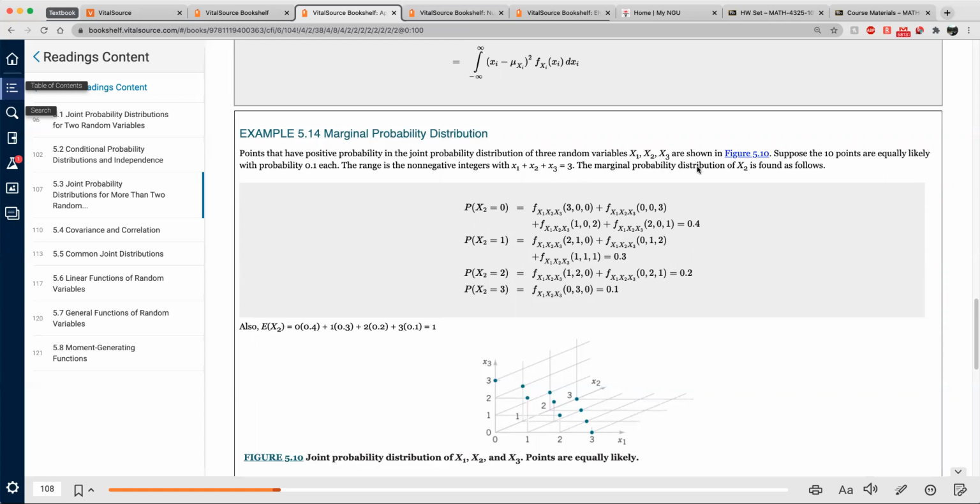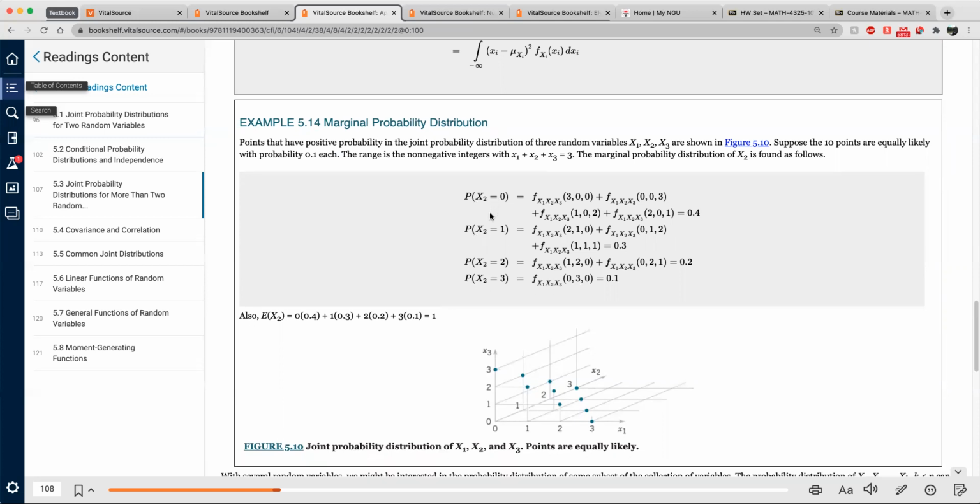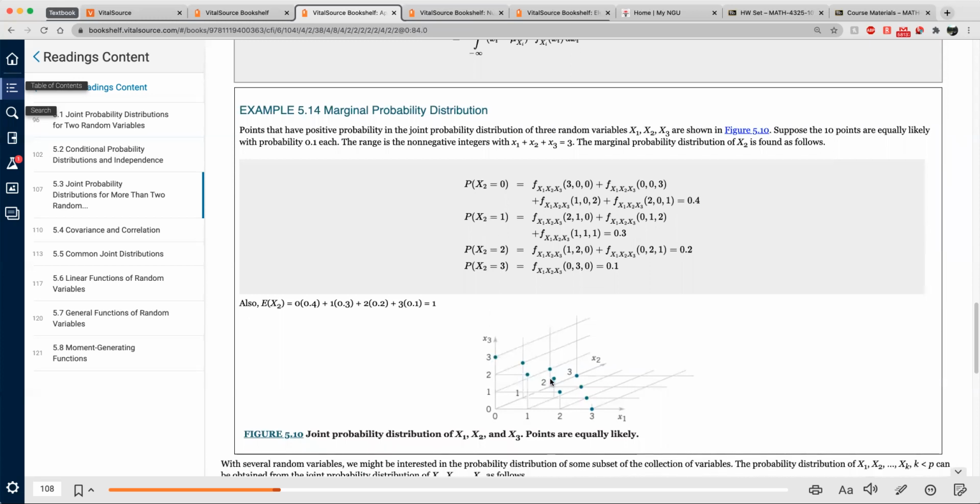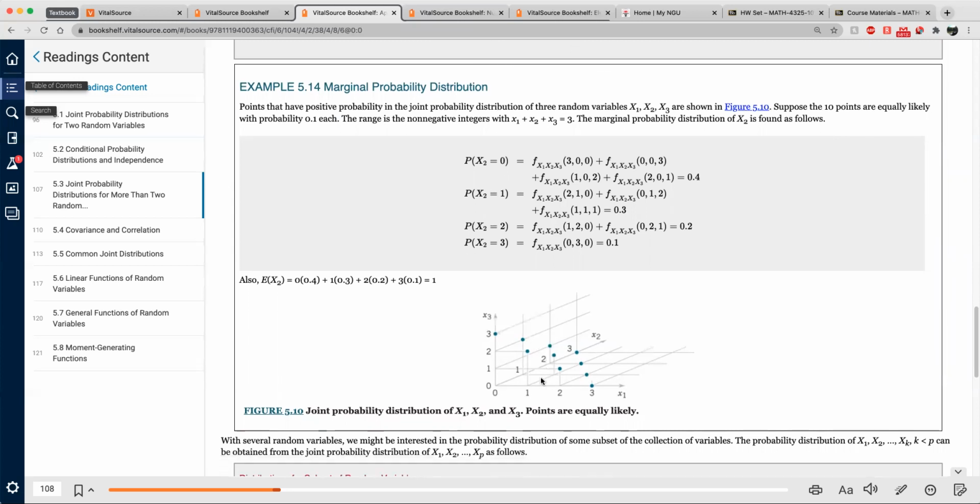The marginal PMF of x2 is found as follows. Let's find all possible cases for x2. Then x2 can be 0, 1, 2, 3 because x1 plus x2 plus x3 equals 3. These are the cases where the sum of the three random variables equals 3, right? x2 cannot be 4, so x2 cannot be greater than 3. So let's look at this: probability x2 equals 0. Then what? We need to find all points whose x2 value equals 0. It means that the points must lie on the x1, x3 plane.